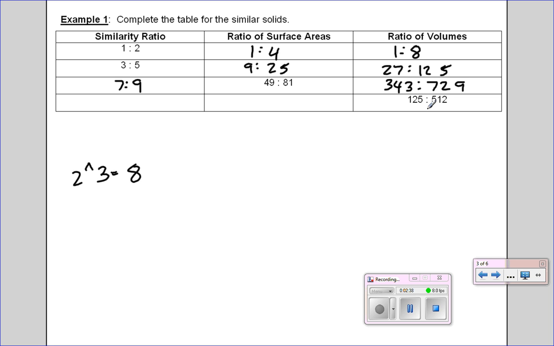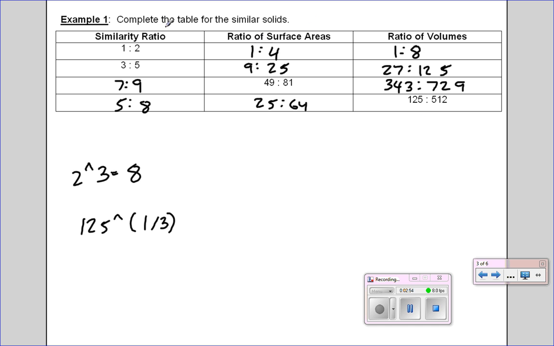Finally, I'm given the volume ratio, and I want to be able to find these ratios. So to undo a cube, I have to raise it to the 1/3 power on my calculator. Take the cube root, which is 5 to 8. And then square it here, 25 to 64.